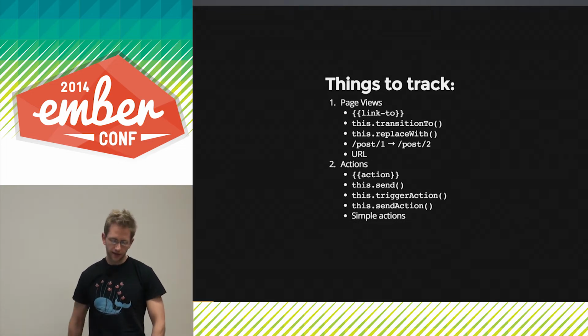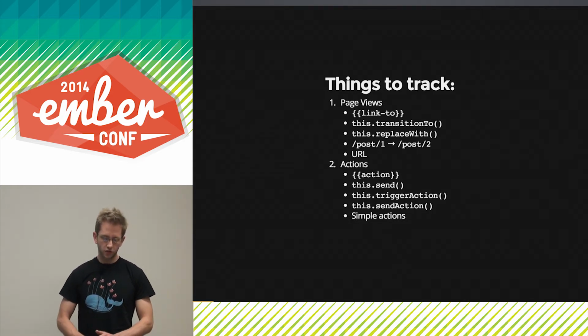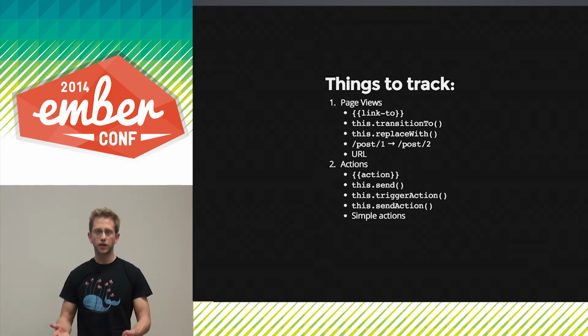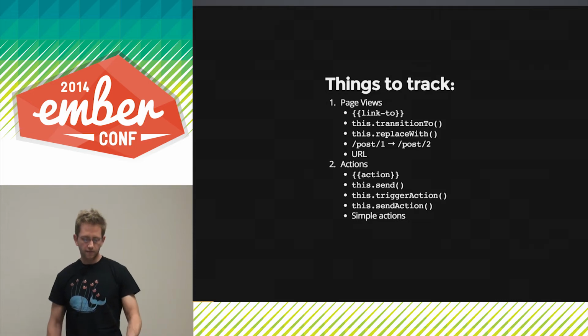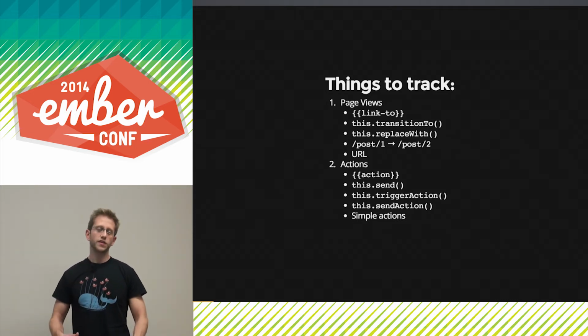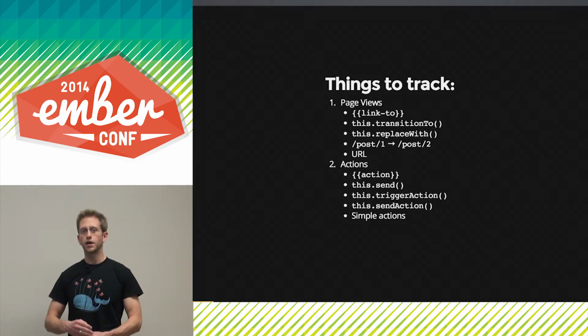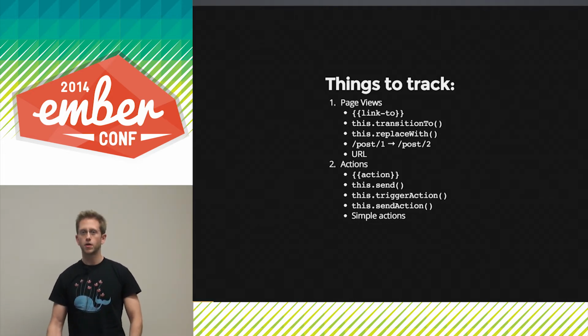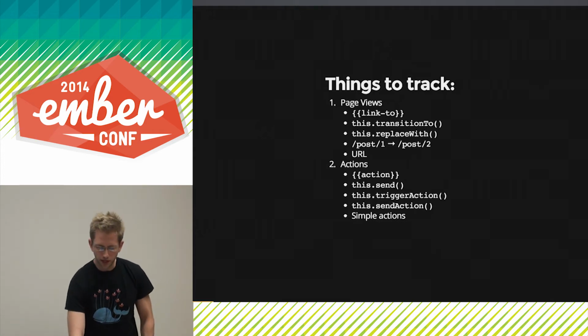You can see some of the things that I have here within Ember: link-to, transition-to, replace-with, standard stuff. Transition-to and replace-with are pretty much the same thing. Link-to is just an anchor tag href. You see I have post 1 to post 2. That's just a model change. So we want to track when the user is on a route, but the model changes on that route. And also manual URL manipulation. So if the user goes into the address bar and makes a change themselves, we want to be able to track that as well.